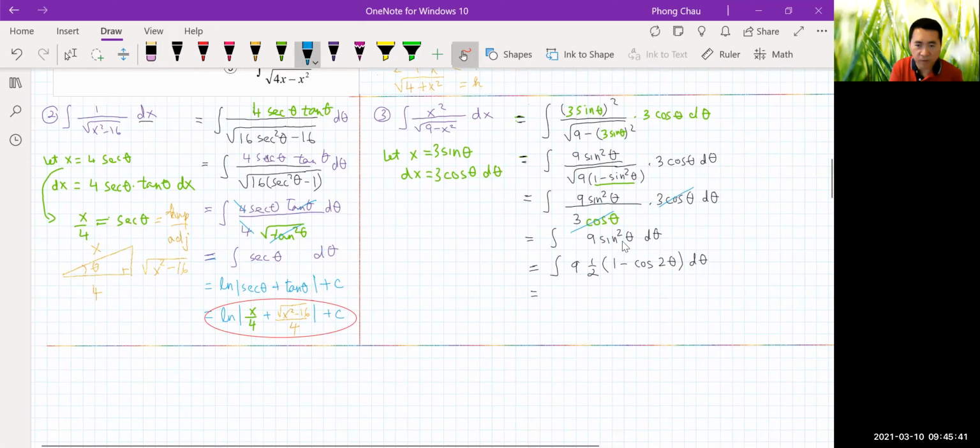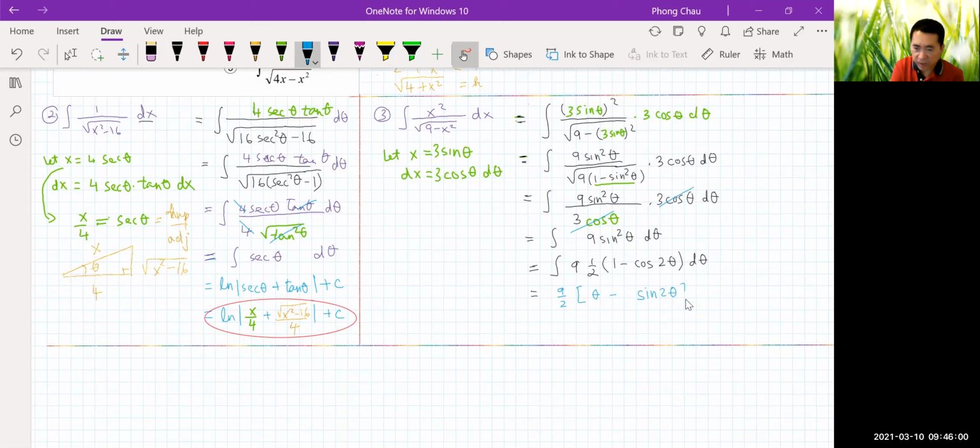Write it with a different color. Here is where I integrate, so I change color. Antiderivative of 1, well, it's theta. Okay, the variable is theta.